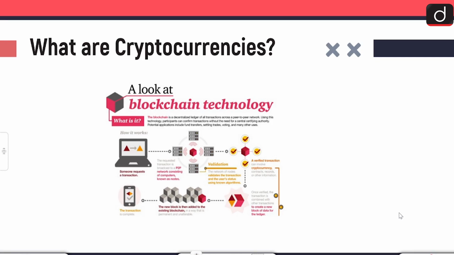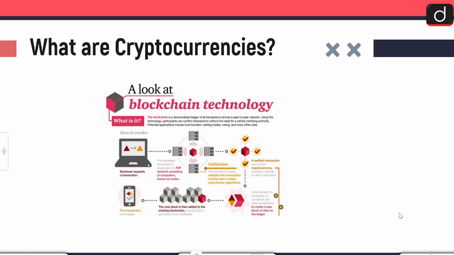And blockchain is a decentralized ledger of all transactions across a peer-to-peer network. Using this technology, participants can confirm transactions without the need of a central certifying authority. Suppose someone is requesting a transaction. The requested transaction is now broadcast to a peer-to-peer network, which consists of computers. These computers are called nodes.